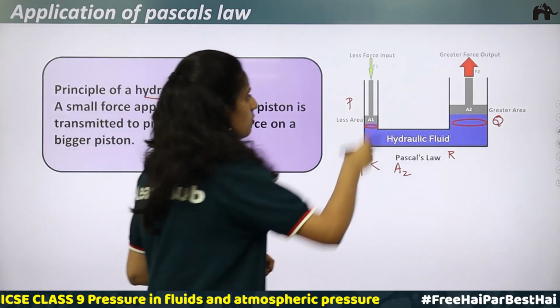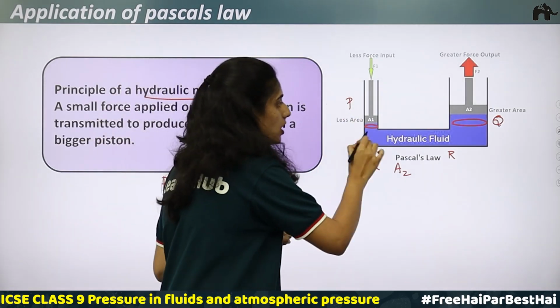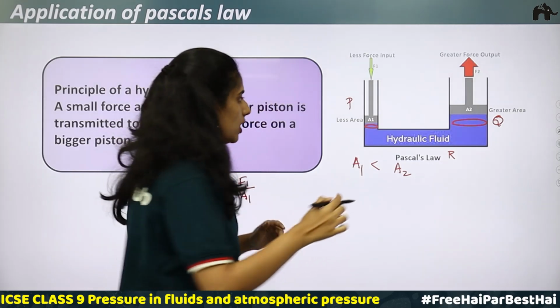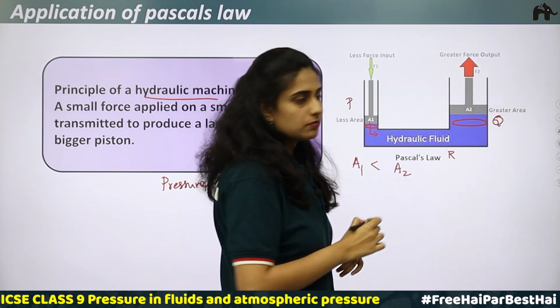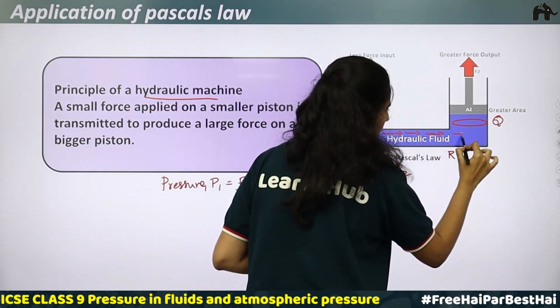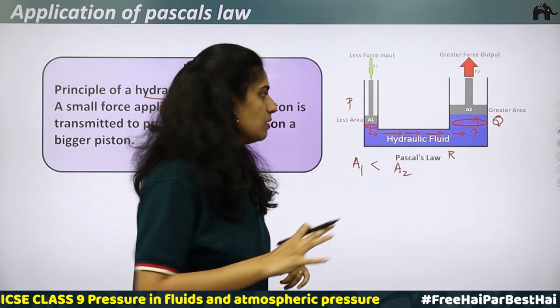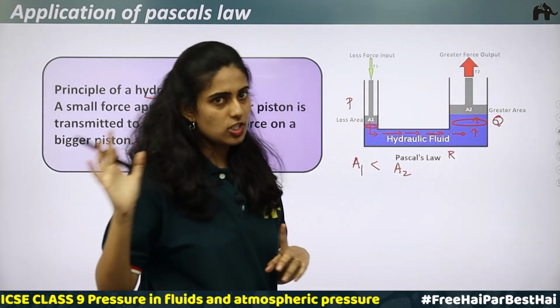Now, when this pressure is applied, what happens? This pressure, according to Pascal's law, will be equally transmitted in all directions. So, the pressure is applied on this hydraulic fluid. This pressure gets transmitted. At all points, you will be having the same pressure. From here to here, at all points, the same pressure will be there.